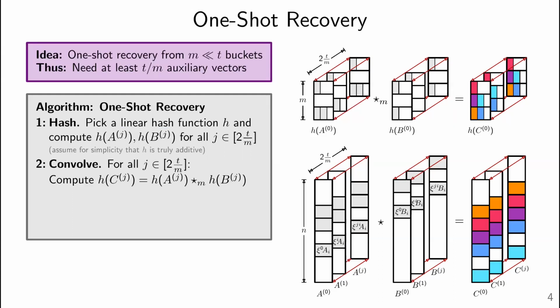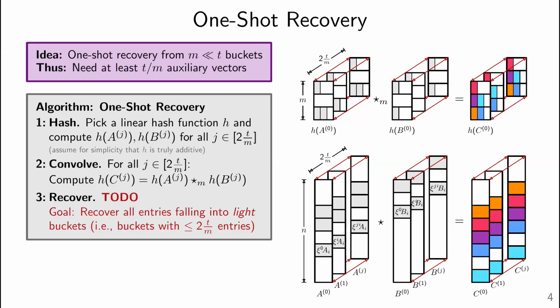Second, we convolve all auxiliary vectors of A and B, just in the same way as we did before. The third step gets more complicated. The goal is to recover all entries falling into light buckets, which means buckets with at most 2 times t by m many entries. Recall that 2 times t by m is exactly the number of auxiliary vectors. So we try to recover all entries for which we possibly have enough information to do the recovery.